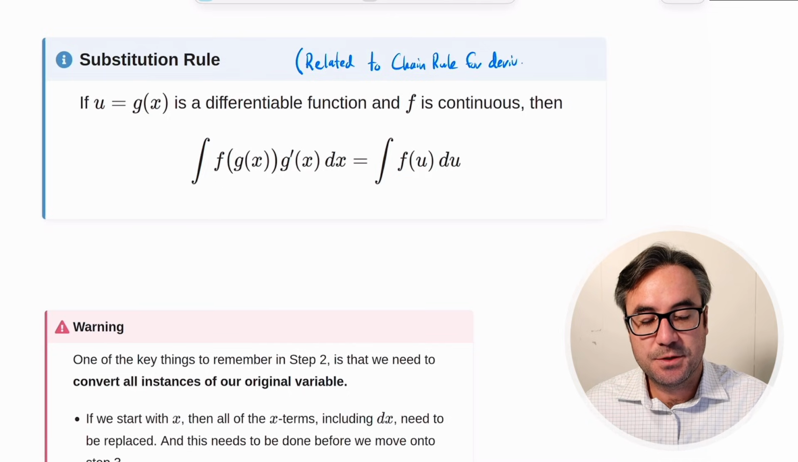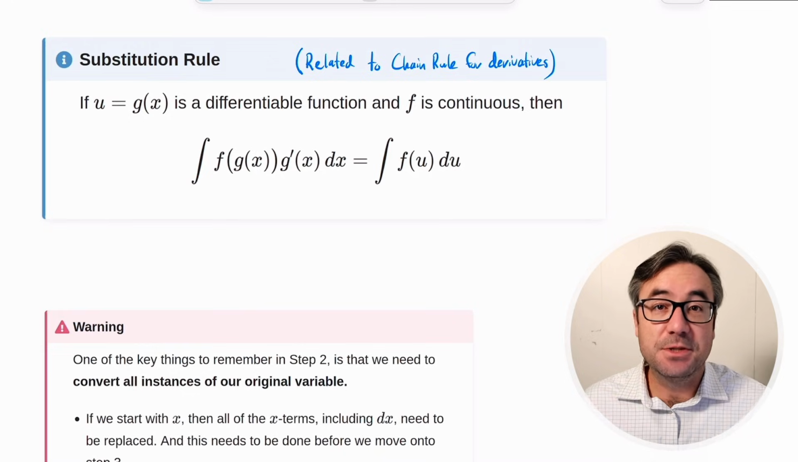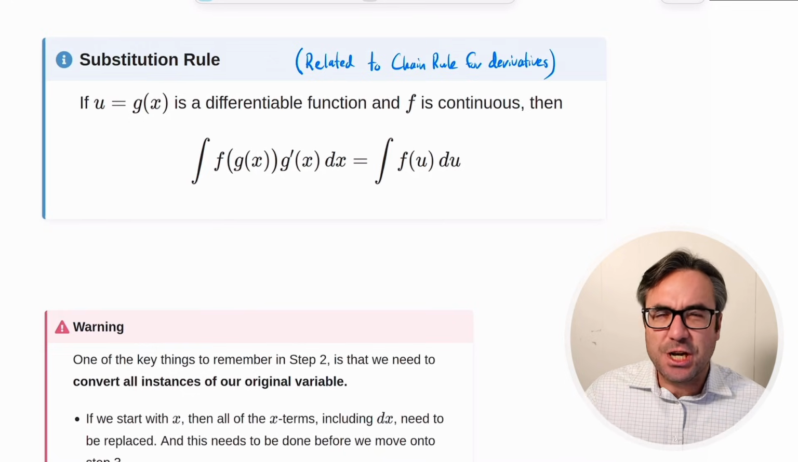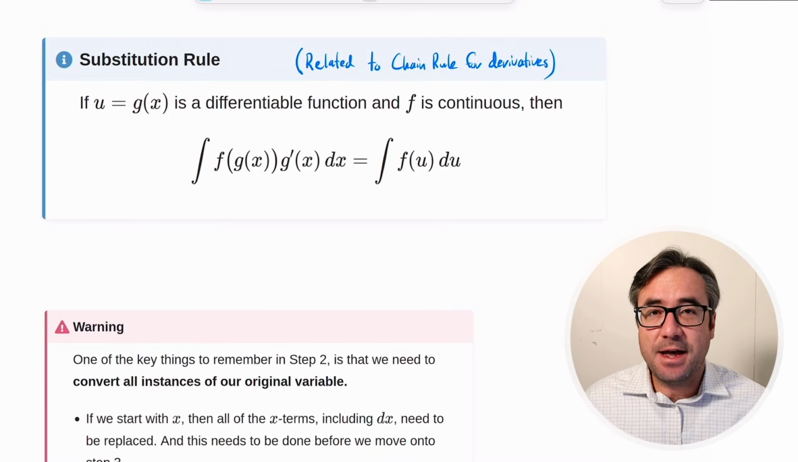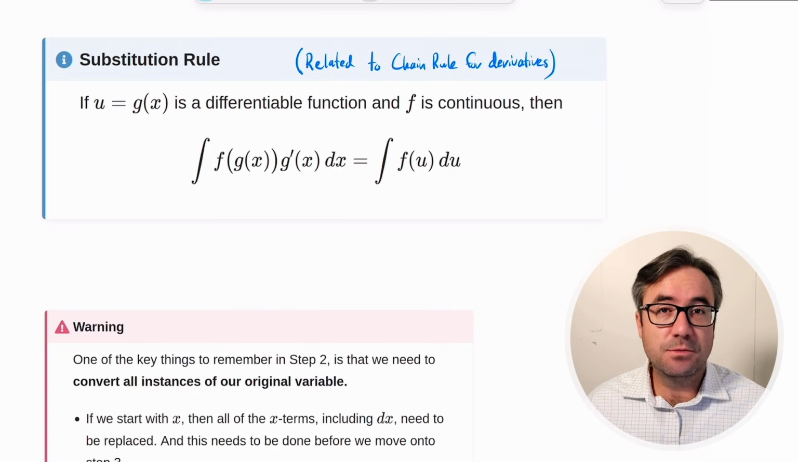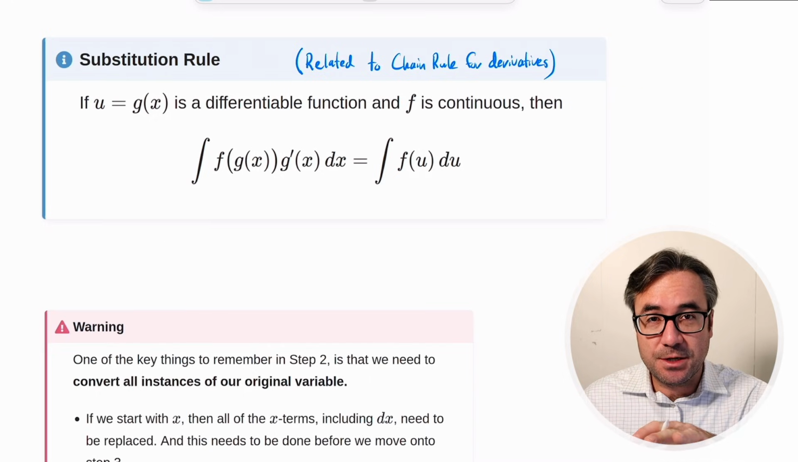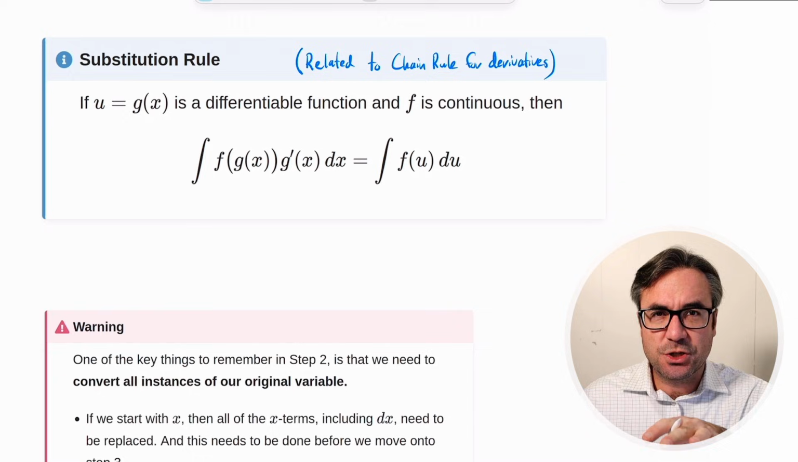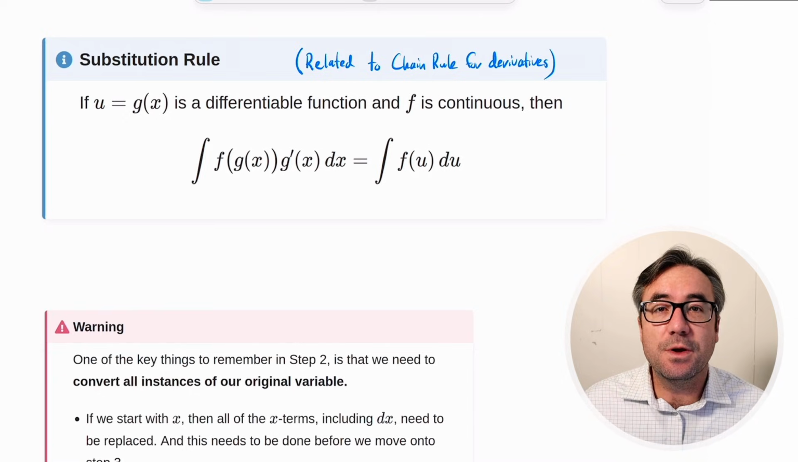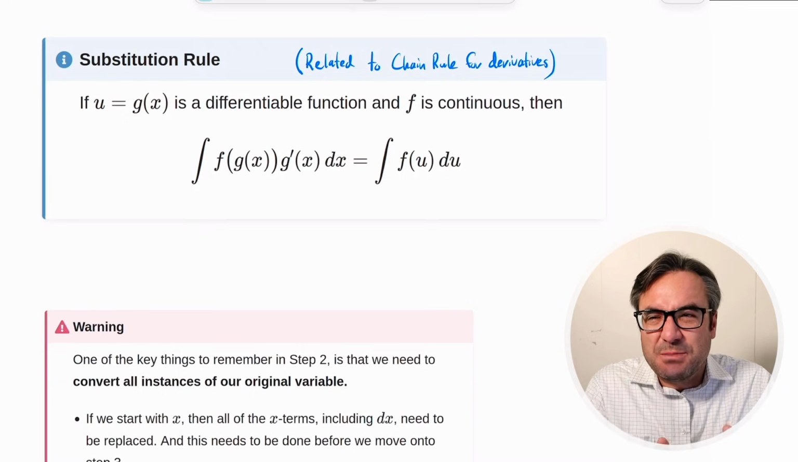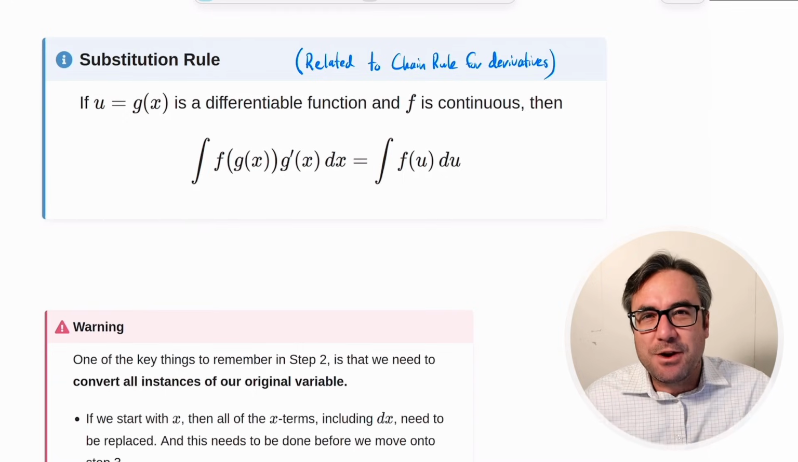And chain rule was a way to differentiate the composition of two functions. So if you remember the chain rule, what did it say? It said if you had an outer function and an inner function, the way you calculated the derivative is you would differentiate the outer function and then keep the inner function the same, and then you'd multiply by the derivative of the inner function. So with substitution rule, we're trying to reverse that.